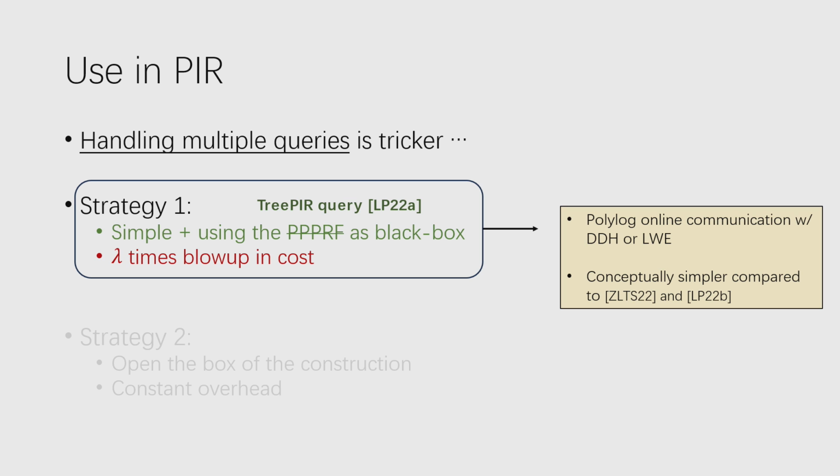But why I want to bring up strategy 1 is that we have a side product: we realized that strategy 1 can combine with other existing PIR query structures. For example, we can combine it with tree PIR, and the result is a polylogarithmic online communication single-server PIR with DDH or LWE. It's not a new feasibility result, but it's conceptually simpler compared to existing polylogarithmic single-server preprocessing PIR.